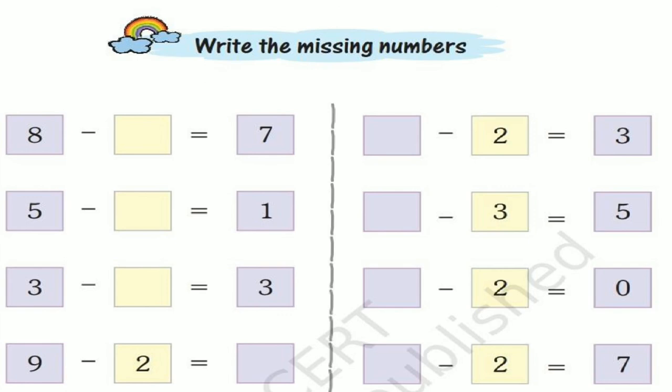Next, let us try with 2. 5 minus 2 is equal to 3. It is not matching. So let us try with 3. 5 minus 3 is equal to 2. This is also not matching. Now let us try with 4. 5 minus 4 is equal to 1. Isn't it? So in this way, try to solve the remaining problems by thinking.